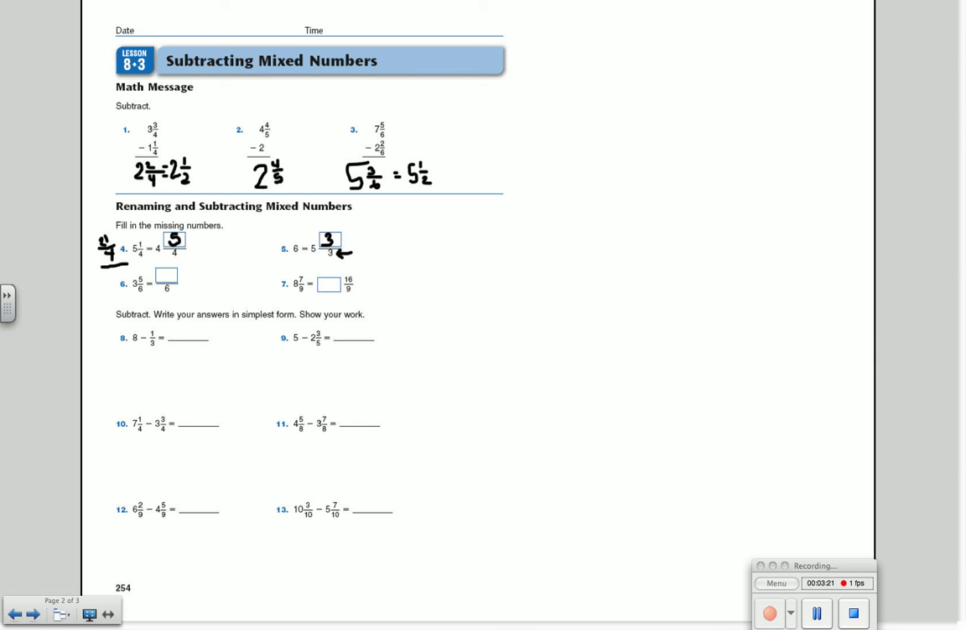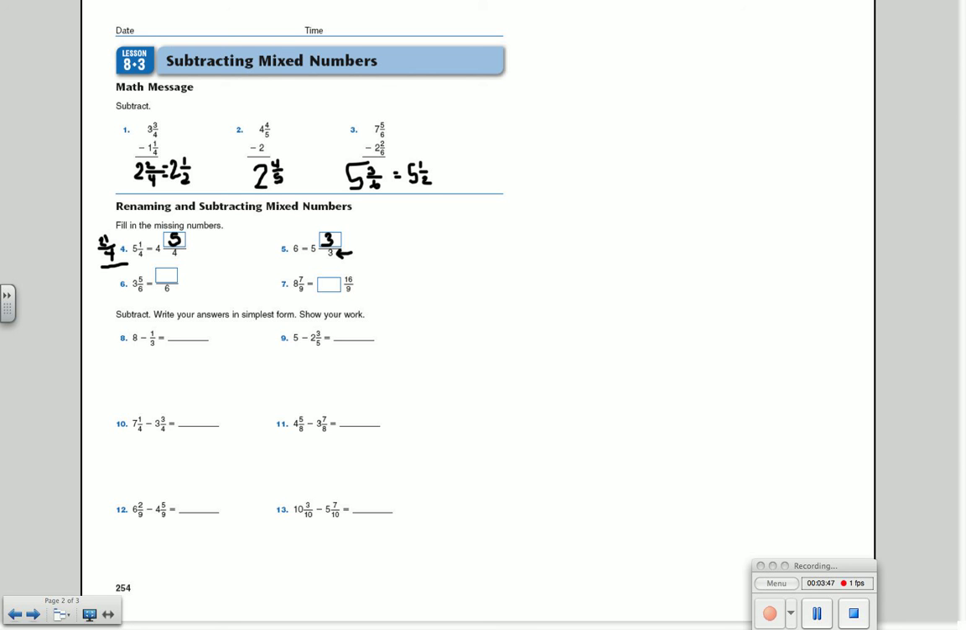Again, think about it. If I'm changing this into an improper fraction, I take the denominator 3 times 5, which is 15, and then I add the numerator, which is 3, so 18. So my fraction would be 18/3, but think of it, 18/3 means 18 divided by 3, which is 6. Alrighty, number 6.